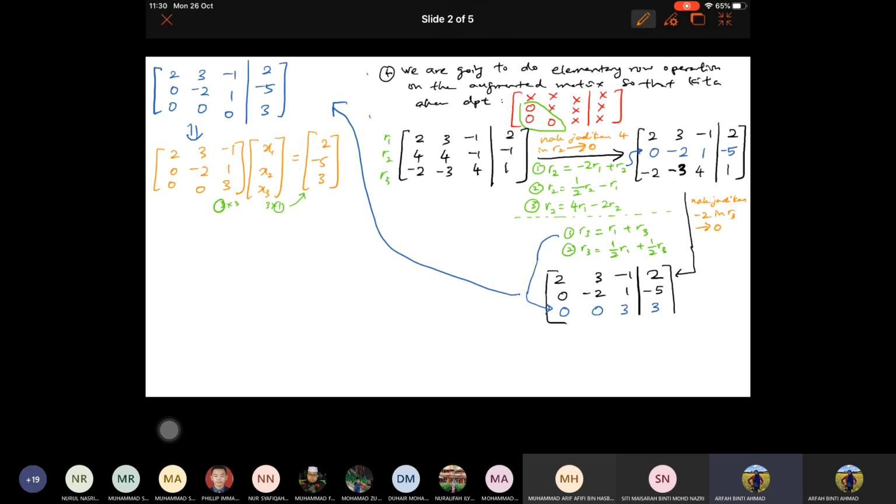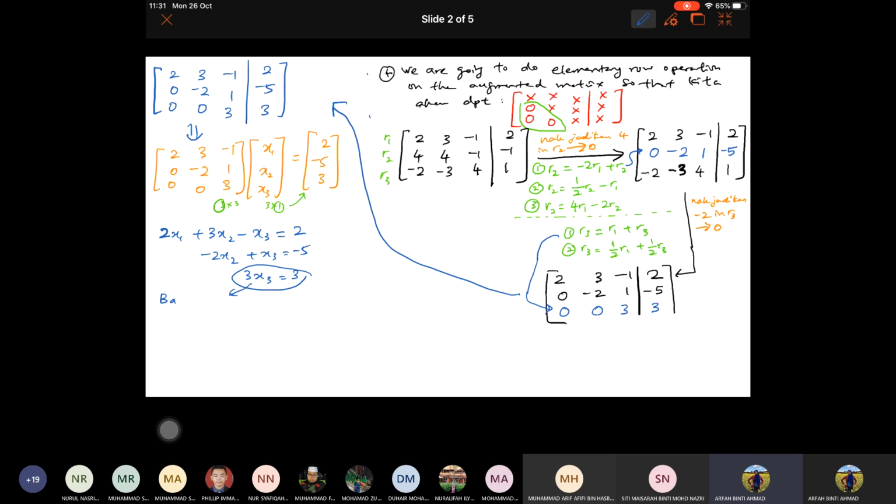Okay. So this is 3. So yang ini akan jadi 0x1 plus 0x2 plus 3x3 sama dengan 3. So kalau awak kembangkan dia punya persamaan, dia sebenarnya 2x1 tambah 3x2 tolak x3 sama dengan 2. Negatif 2x2 tambah x3 sama dengan negatif 5. 3x3 sama dengan 3. So kita boleh selesaikan. Ini yang paling dekat. So you can solve.